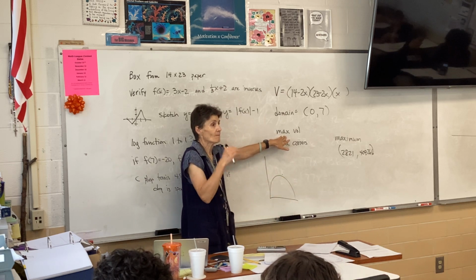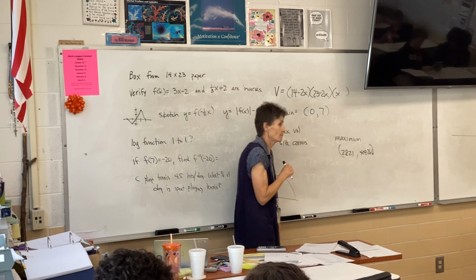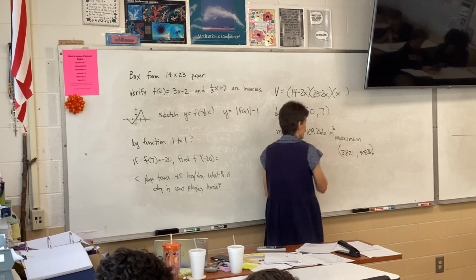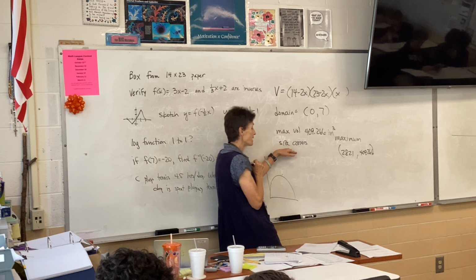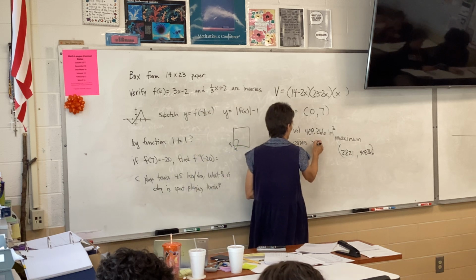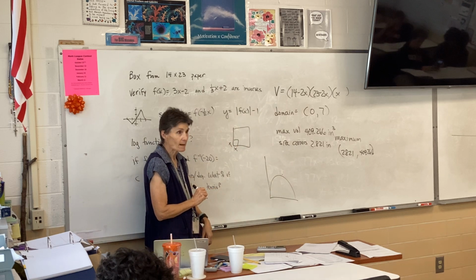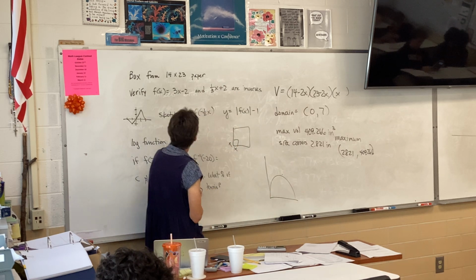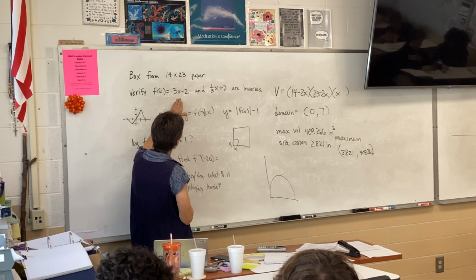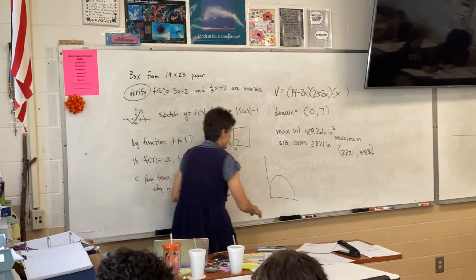The answer to the volume question is which one, X or Y? Y. So 409.266 cubic inches. The size of the corners you cut out of the paper, that is 2.821 inches. Remember that? Okay. Then I wrote down, I've got two functions, and I have to prove that they are inverses.